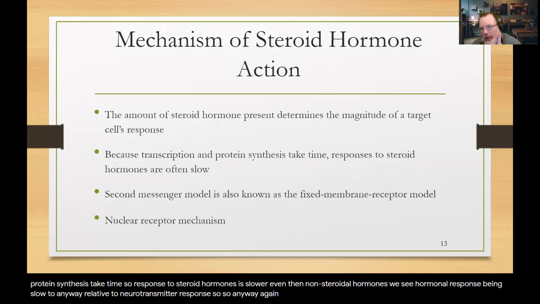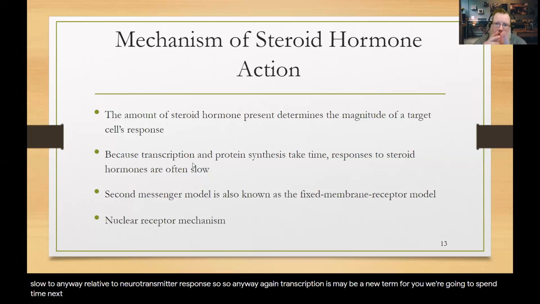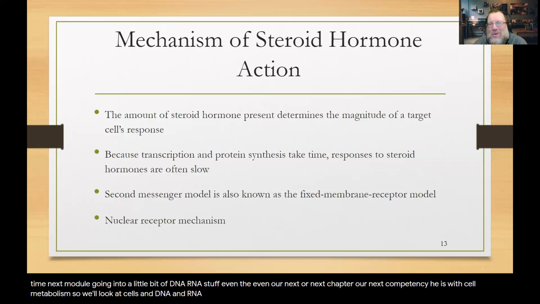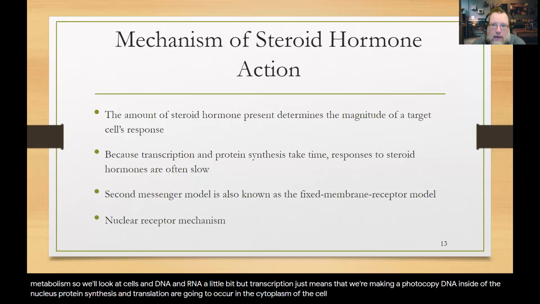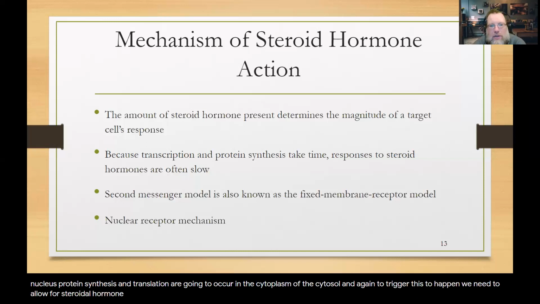Again, transcription is maybe a new term for you. We're going to spend time next module going into a little bit of DNA, RNA stuff. Even our next chapter, our next competency deals with cell metabolism. So we'll look at cells and DNA and RNA a little bit, but transcription just means that we're making a photocopy of a specific chunk of DNA inside of the nucleus. Protein synthesis and translation are going to occur in the cytoplasm or the cytosol. And again, to trigger this to happen, we need to allow for steroidal hormones to enter into the cell.